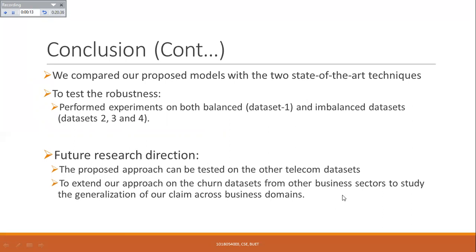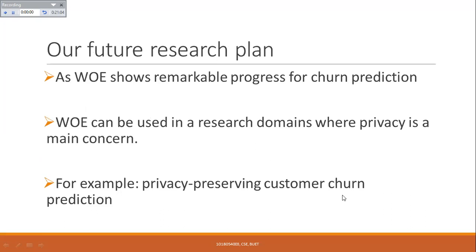Now, for the future research direction, the proposed method can be tested on other data sets, and to extend our approach, this approach can be used for other data sets from other business sectors. Now, our future research plan: as weight of evidence shows remarkable progress for churn prediction, it can be used in a research domain where privacy is the main concern, for example, privacy-preserving customer churn prediction.